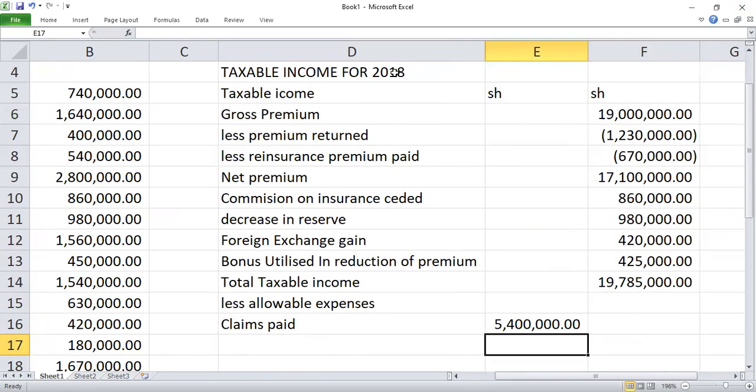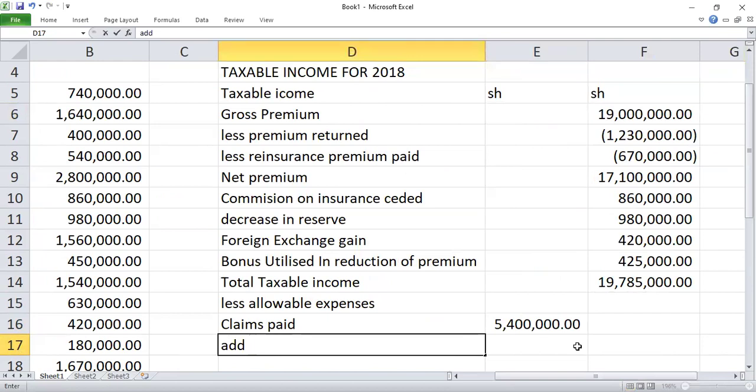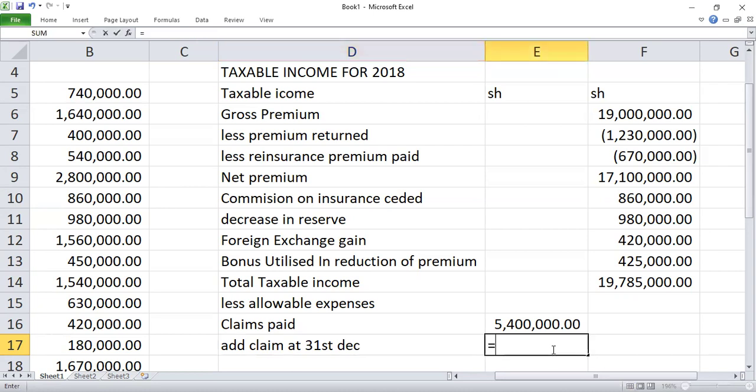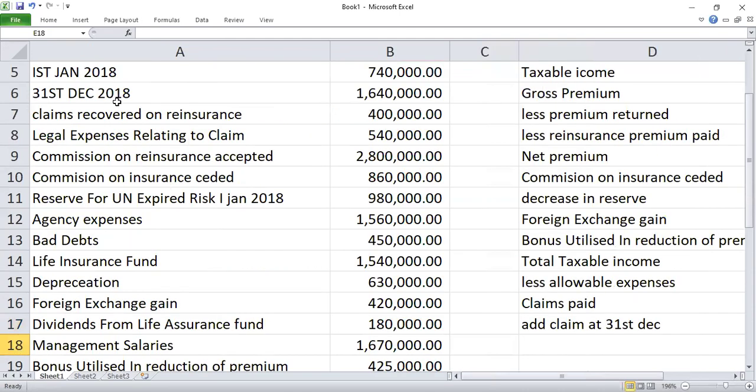Now to this claims paid, we are going to add the closing claims outstanding at 31st December. Remember this 1640. If you look at the question, we have claims as at 31st December of 1,640,000.